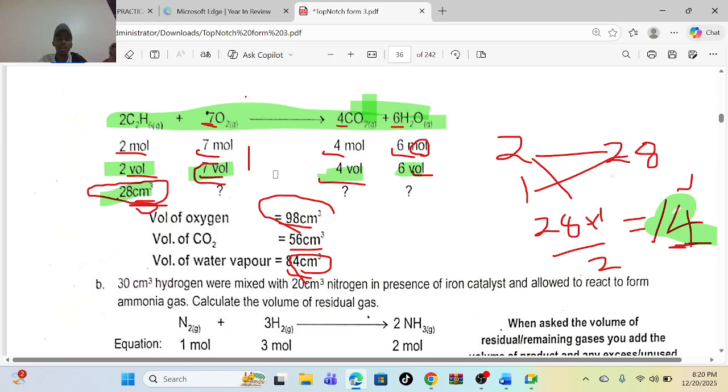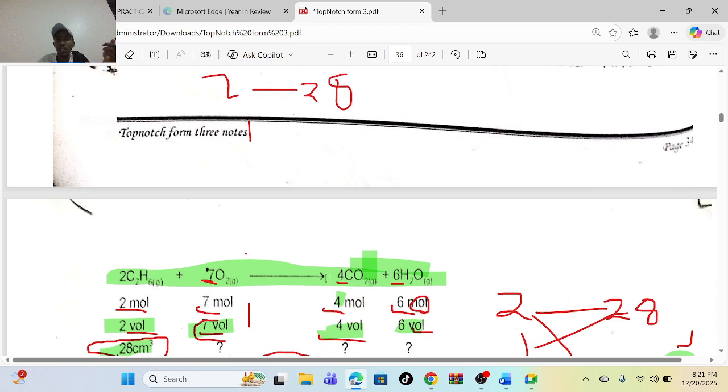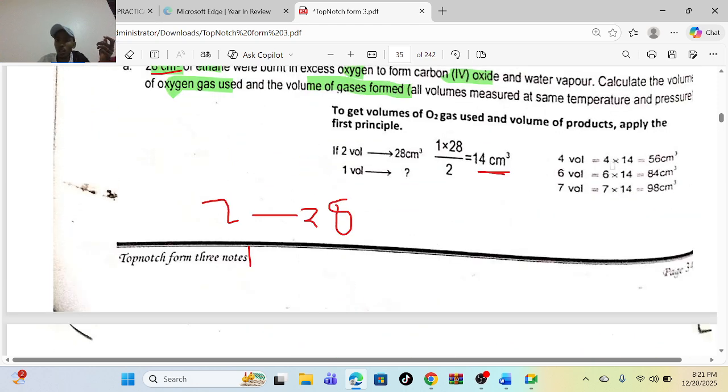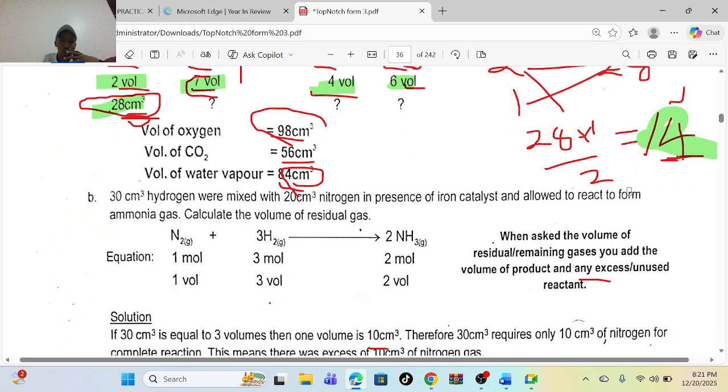So you look for the others now. If 1 mole is equal to 14, what about 7? It will be 98. If 1 mole is equal to 14, what about 4? It will be times 4, 56. If 1 mole is equal to 14, what about 6? It will be times 6. That is how you have done it. 4 times 14, 6 times 14, 7 times 14, which is 98. And that's it, you'll get the answer.